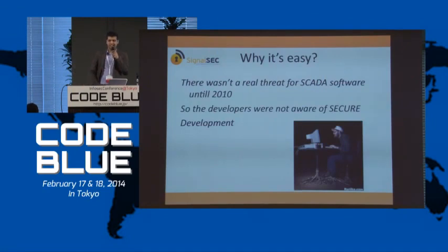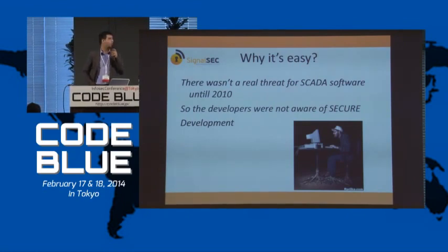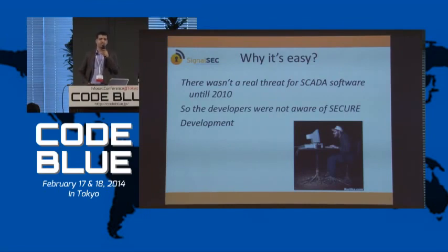How and why is it easy to discover SCADA vulnerabilities? As I said, there wasn't a real threat for SCADA systems until 2010, so the SCADA vendors were not aware of the threat either. But after the Stuxnet attack, SCADA security got attention. Until these attacks, vendors were not aware of secure development lifecycle and so on. So you can easily find very basic vulnerabilities in these applications.